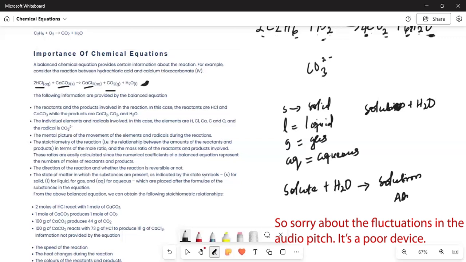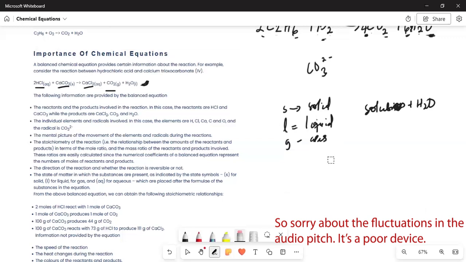So to indicate the state of this solution, we put aqueous to show that it is dissolved in water. S stands for solid, L for liquid, and G for gas. So a balanced chemical equation also tells us the state of matter of the substances that react, whether they are solid, liquid, gases, or in aqueous solution.